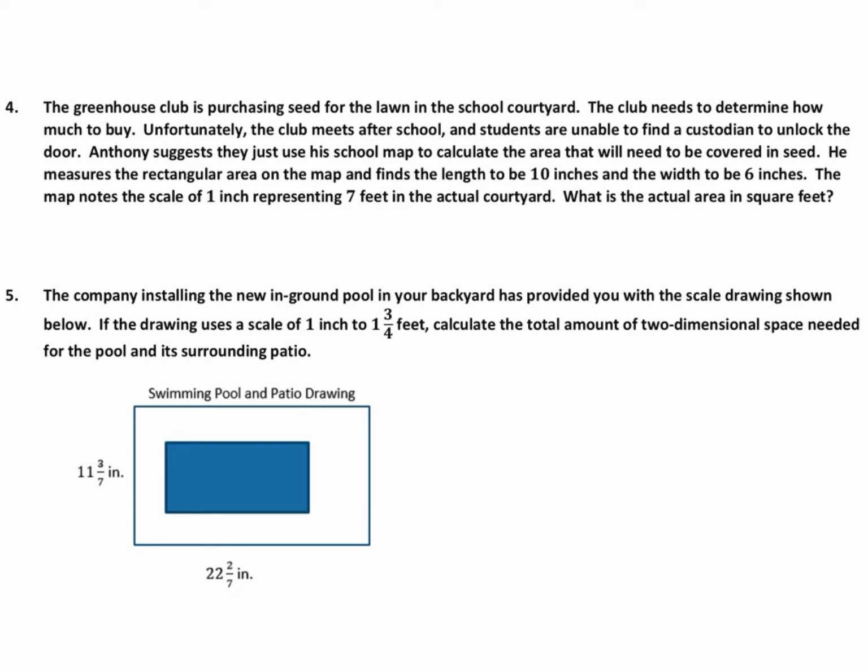The greenhouse club is purchasing seed for the lawn in the school courtyard. The club needs to determine how much to buy. Unfortunately, the club meets after school, and students are unable to find a custodian to unlock the door. Anthony suggests they just use his school map to calculate the area that will need to be covered in seed.